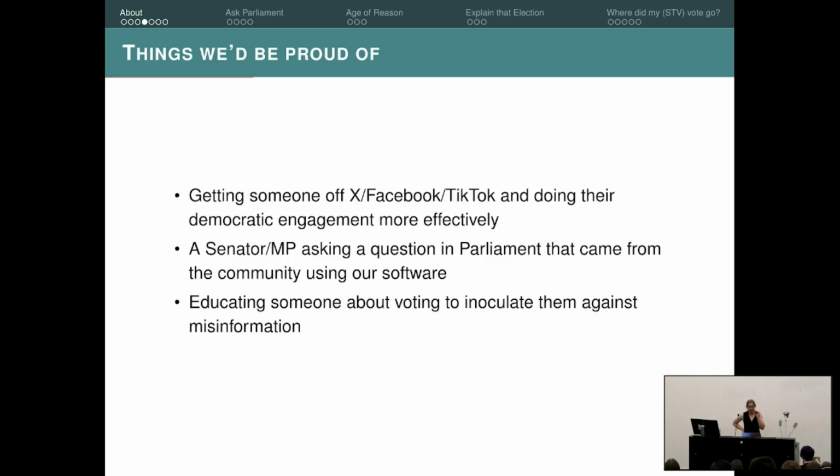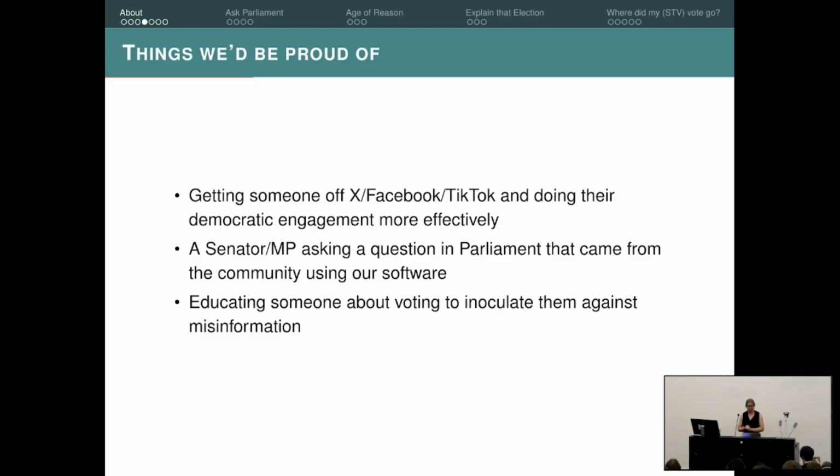Okay, so things that we'd be proud of if we managed to achieve these things. Number one, getting somebody off the foul, angry, social media-based pseudo-political participation and into actually engaging in some more meaningful way. Less screaming at your enemies over X, and more actually going with a group of your friends and talking to your MP about something that might actually make a change.